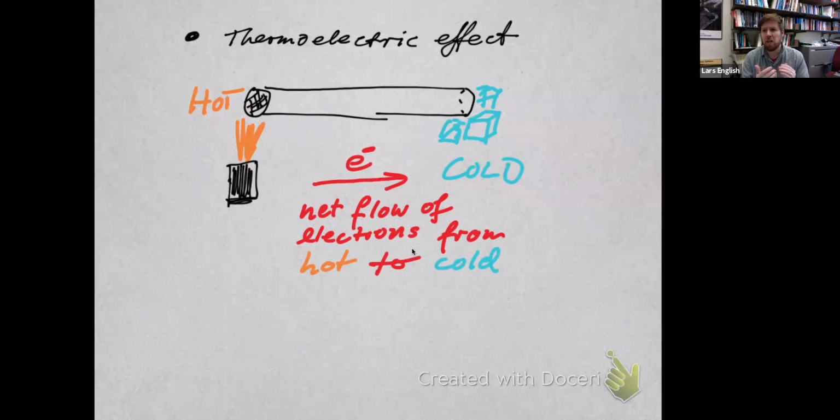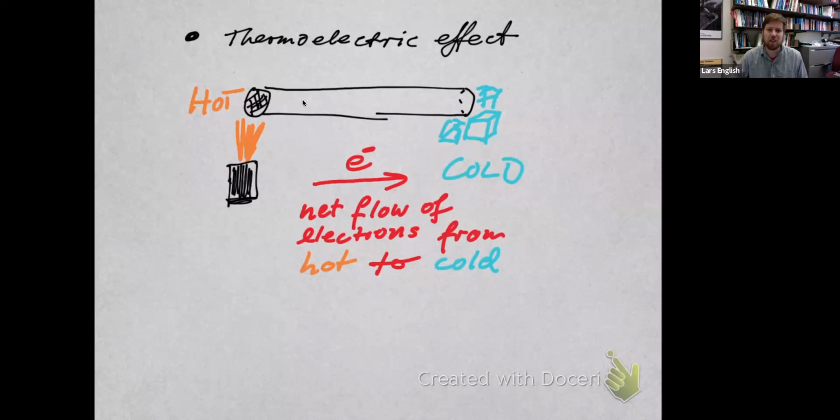Okay, so this is not in response to a voltage that I apply. There is no voltage applied here at all. All I'm doing is creating this temperature gradient between the two ends of this metallic wire or bar. That's all I'm doing. So why would there be then a flow of electrons? Well, we said that it's just a thermal phenomenon, right?